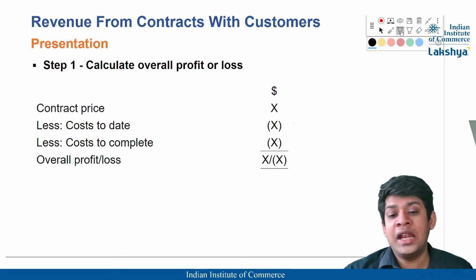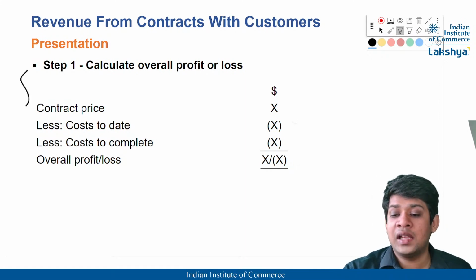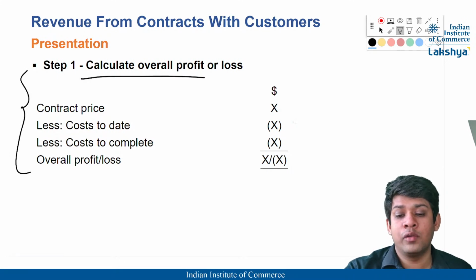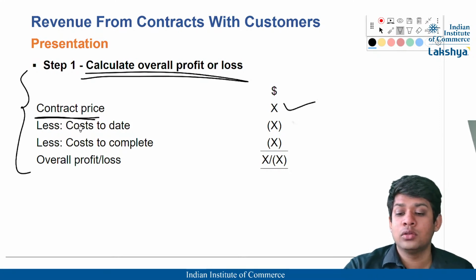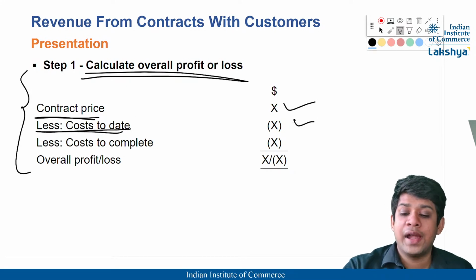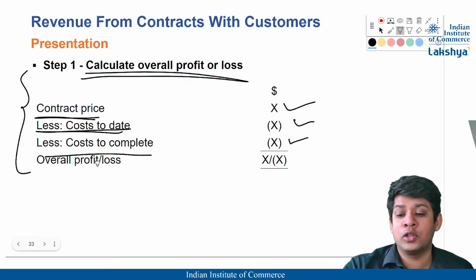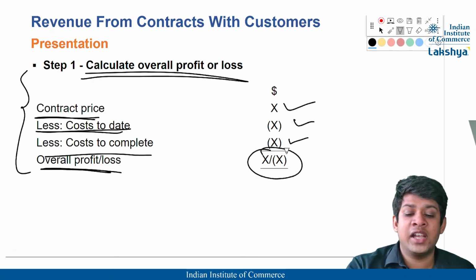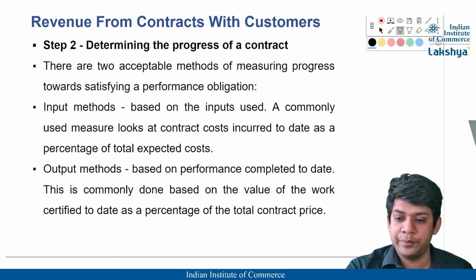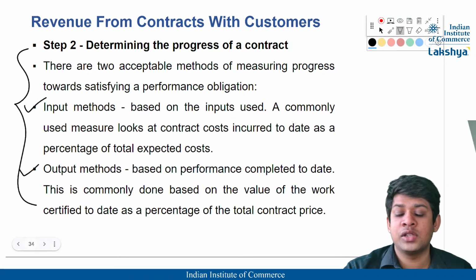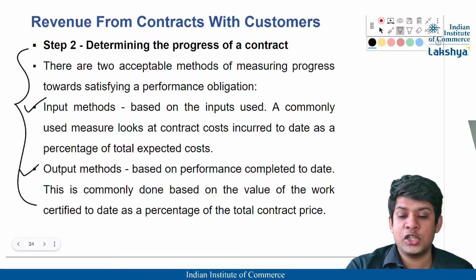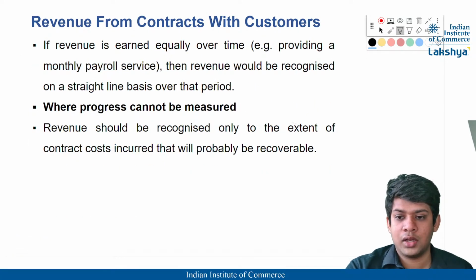For dealing with full-fledged revenue questions, you have to follow steps. First step is determining the overall expected outcome, whether it is a profit or loss. You take the total contract price, whatever the customer is going to pay you, less the costs incurred to date, and less the cost you would require to complete the project. Overall, you will identify whether the expected outcome is profitable or not. Fairly clear. Step 2, you have to measure the progress using the input or the output method that we've already understood. I've also shown you the formulae for the same, right?